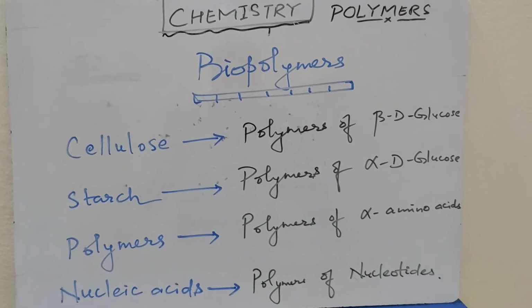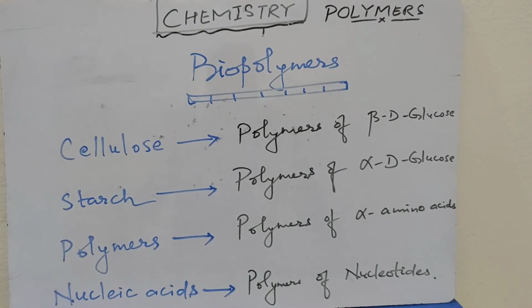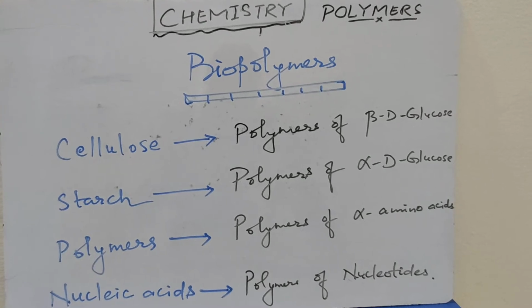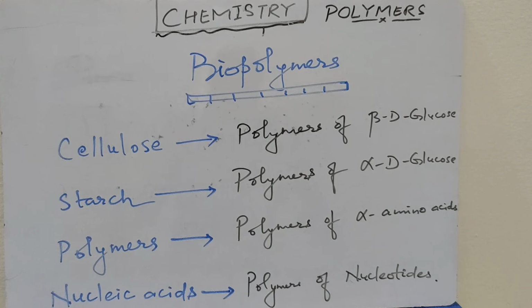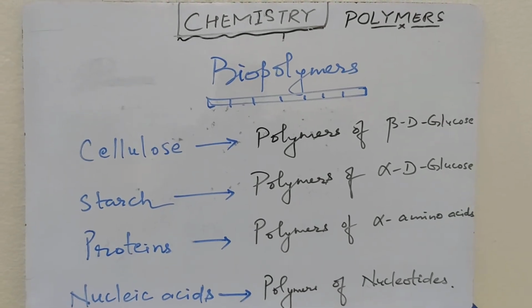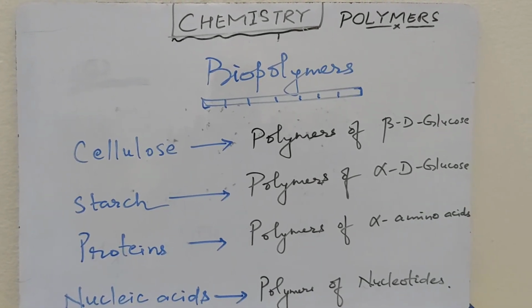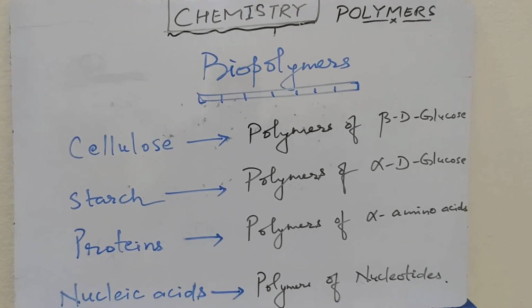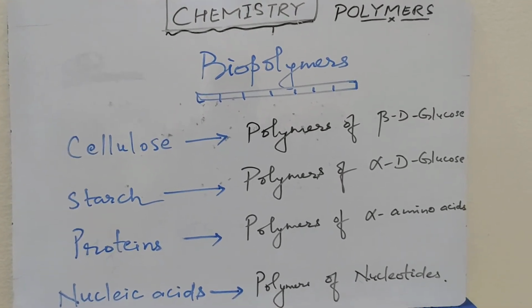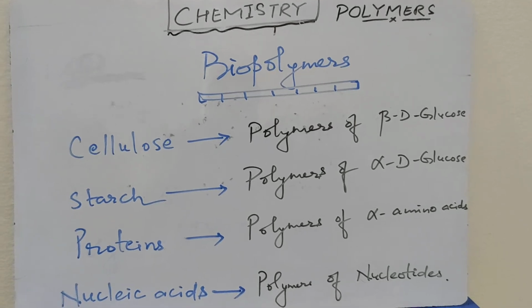Biopolymers. Polymers of biological origin. Some of the most important biopolymers are cellulose, starch, proteins, and nucleic acid. These are all regarded as biopolymers. They are the polymers of biological origin.